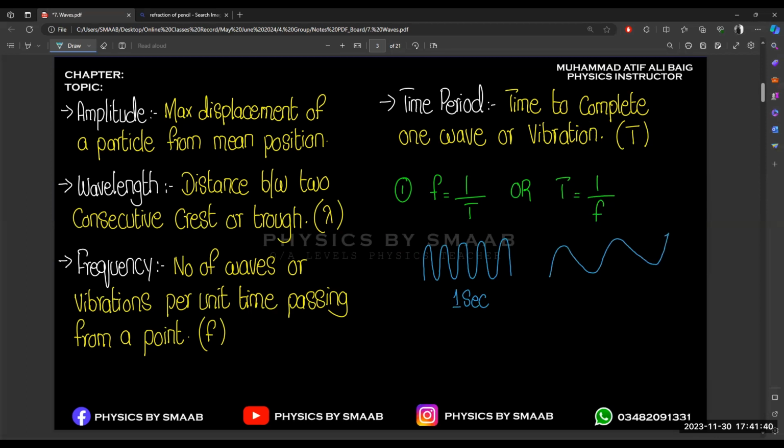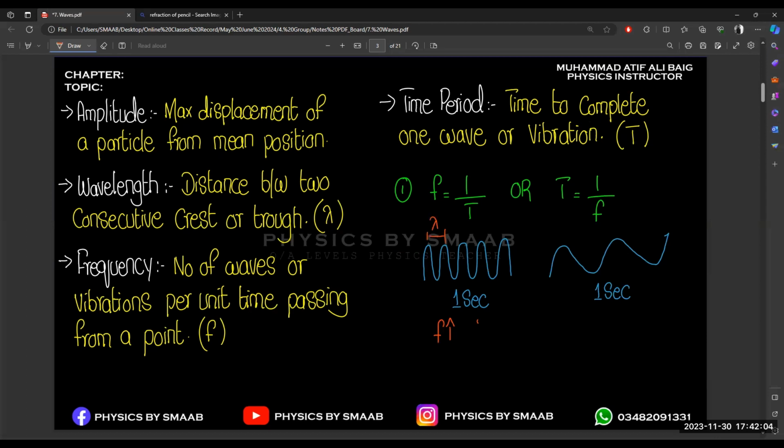And this wave also takes 1 second. So in which diagram do you feel frequency is greater, the first or the second? The first one. So in the first one, you have greater frequency as compared to the second one, but you have very short wavelengths, right?